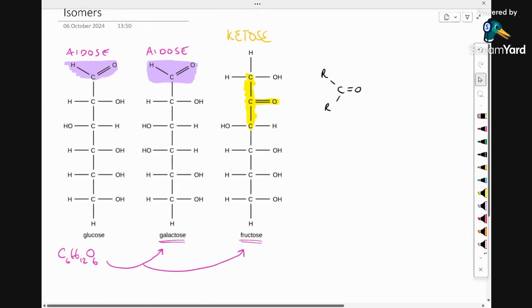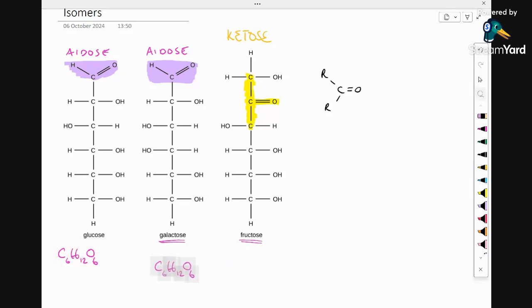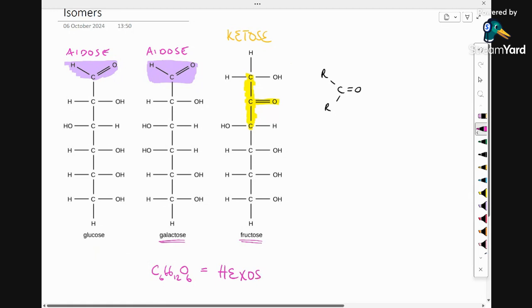And you need to know that fructose is a ketose sugar, galactose and glucose are both aldose sugars, but they are all isomers with the same molecular formula, which, if I just move to the middle to make that clear, is C6H12O6. So they are all hexose sugars. They are hexoses. They all have 6 carbons in them.